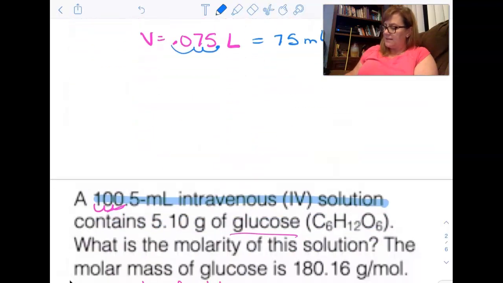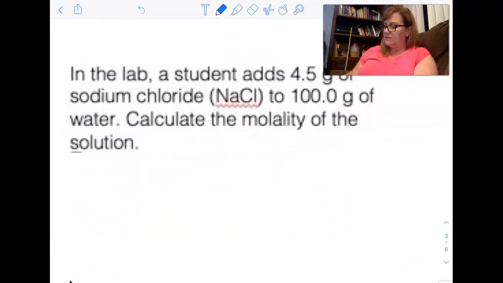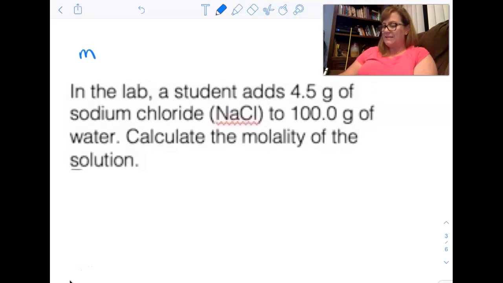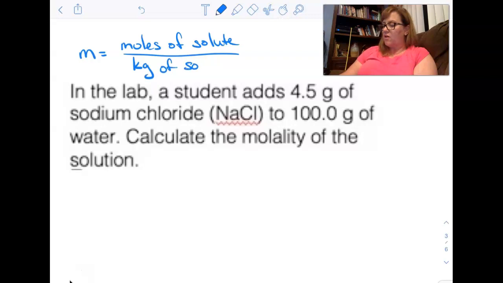Okay, last calculation for the night is going to deal with molality. Remember, our formula for molality, which is our lowercase m, is moles of solute divided by kilograms of solvent. So this one's a little bit different in that way. Let's look at it. In the lab, a student adds 4.5 grams of sodium chloride to 100 grams of water. Calculate the molality.